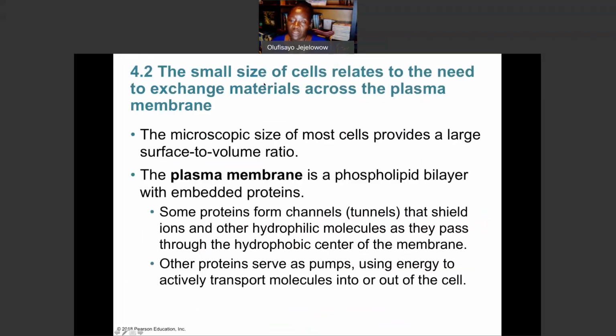Typically, most cells, with the exception of cells like the egg and nerve cells, are usually small in size. This relates to the need to exchange materials across their plasma membranes with their surroundings, be it the chemical or physical surroundings. The microscopic size of most cells is important because it provides a large surface to volume ratio.